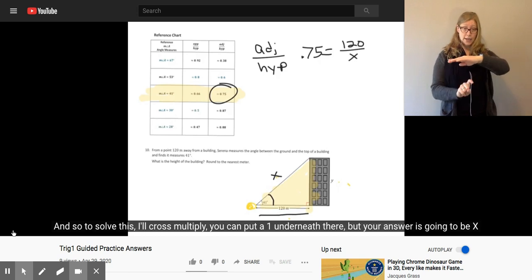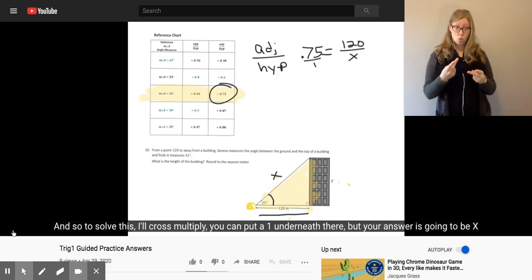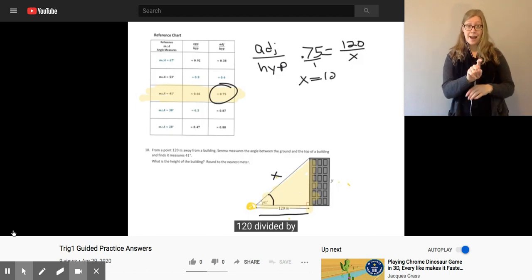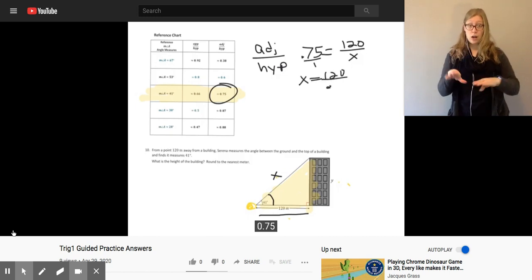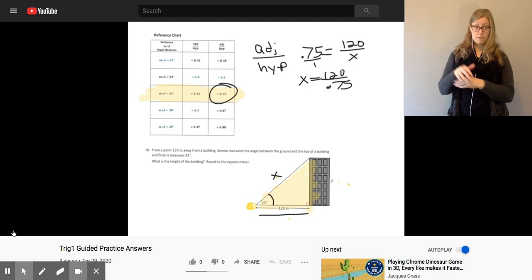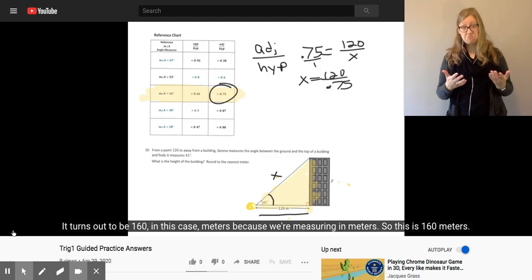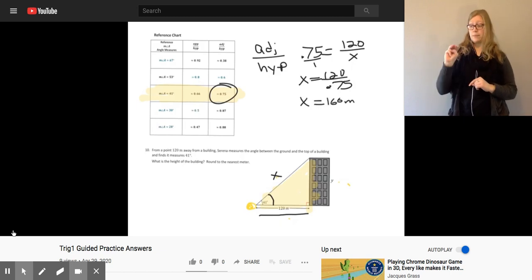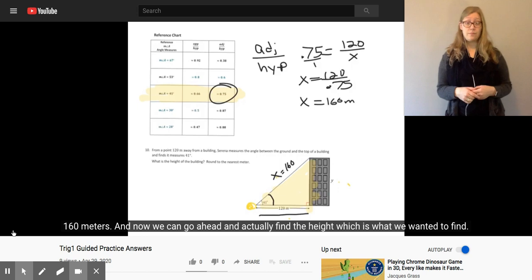To solve this, I'll cross multiply. You can put a 1 underneath here, but your answer is going to be x equals 120 divided by 0.75. It turns out to be 160, in this case meters, because we're measuring in meters. So this is 160 meters.